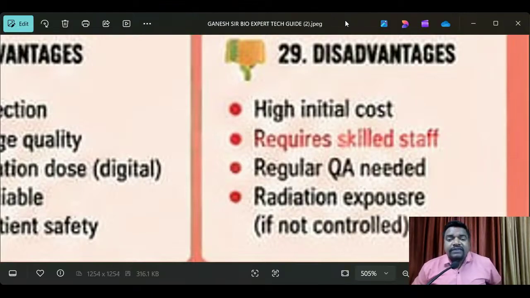See, disadvantages: high initial cost. That is why 35 lakhs to a minimum of 1.25 crores, and more than this is also available. Nowadays we have updated technology. Based on companies, it can be high or low, but mostly it will not be low, only high. And see here, skilled staff required and regular QA needed, and radiation exposure if not controlled. These are very important. QA is important, and as per schedule we have to finish all things.